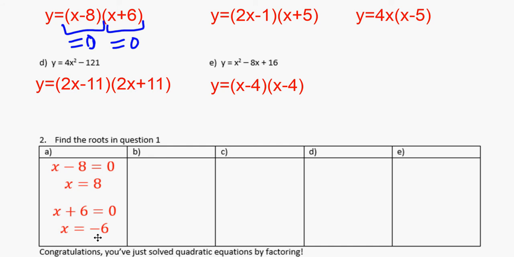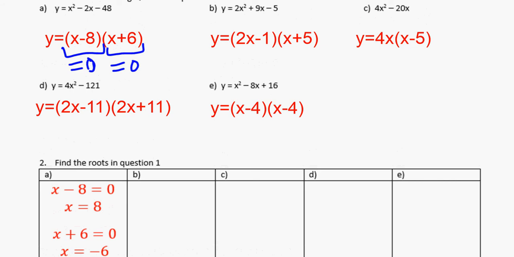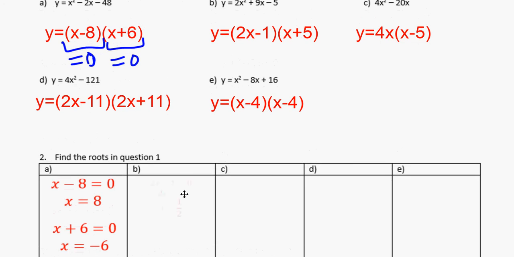For B, again, set each equal to 0 and solve. Sorry, let's go up a little bit so we can see what B is. There's B. So again, the first one here, I got 2x minus 1 equals 0. Bring the 1 over, so I have 2x equals 1, and then x equals 1/2. The other one's just going to be simply x equals negative 1 or x equals negative 5.